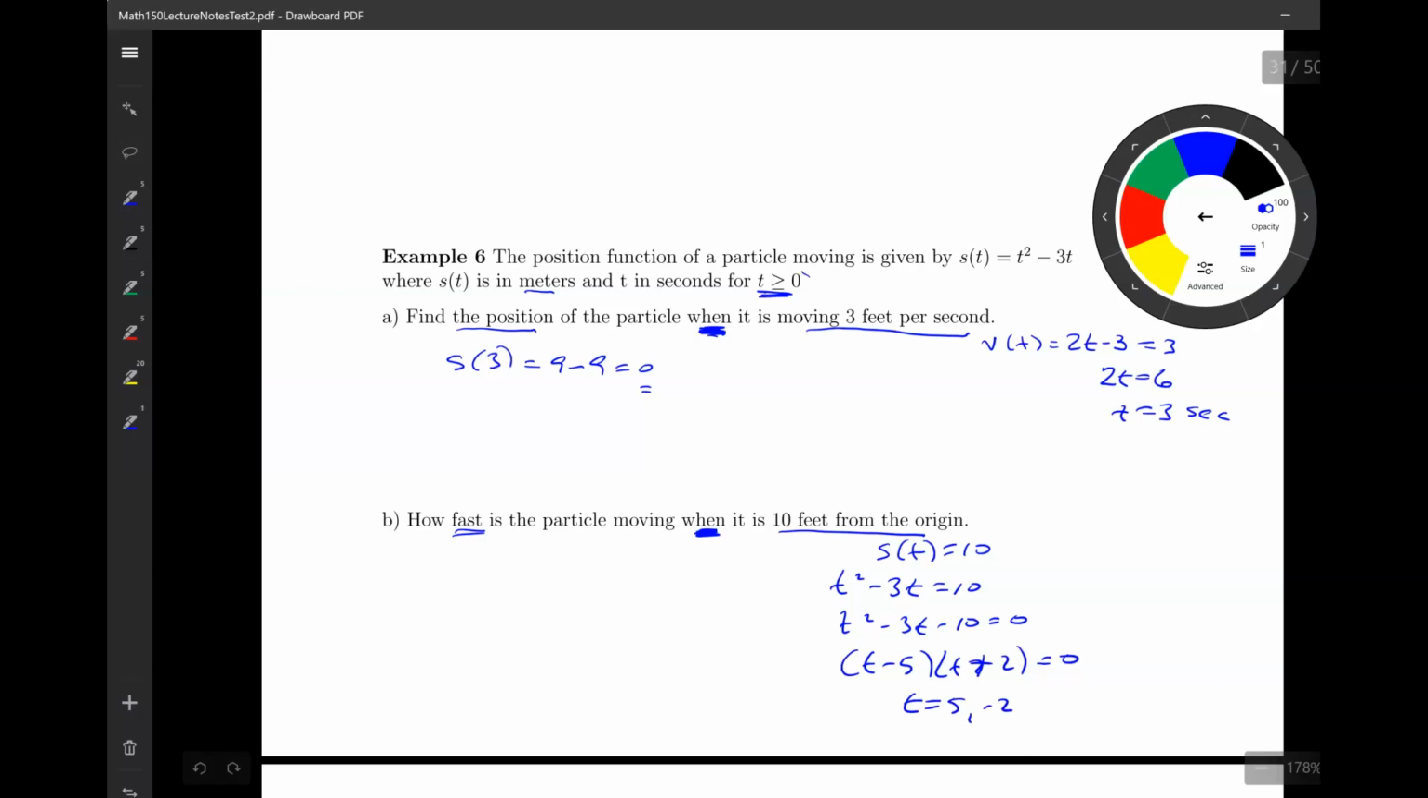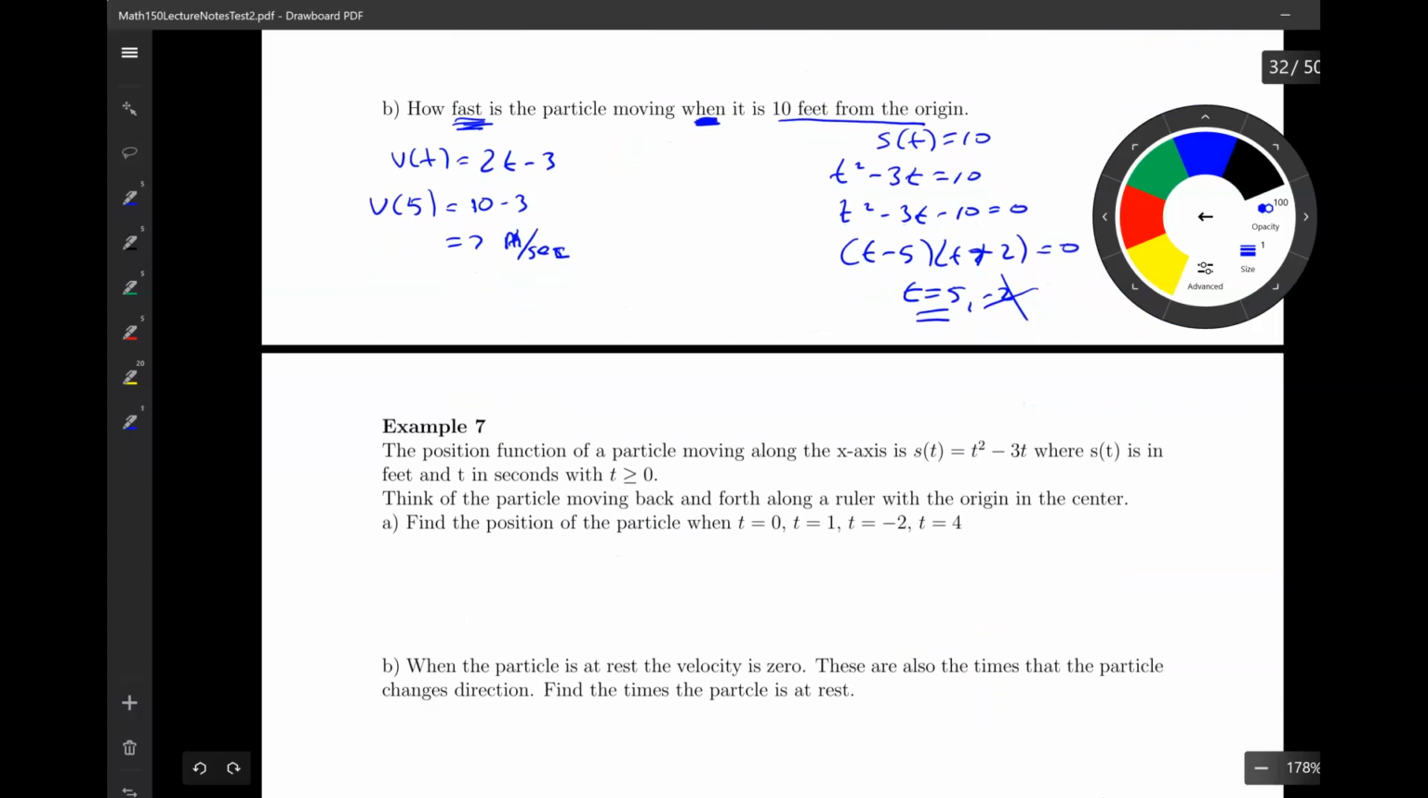So again, since I'm only dealing with positive times, I'm going to rule that out. So this is my time. So how fast is it moving? So again, I want to use my velocity function and put the time of 5 in. So I get 10 minus 3 of 7 meters per second. All right, so let's look at this one.